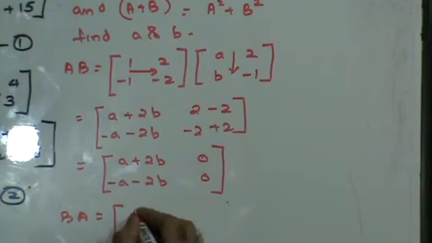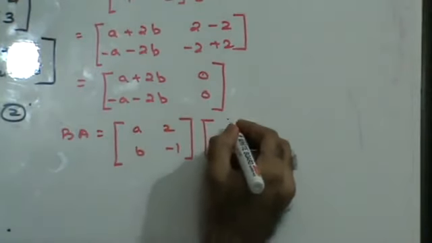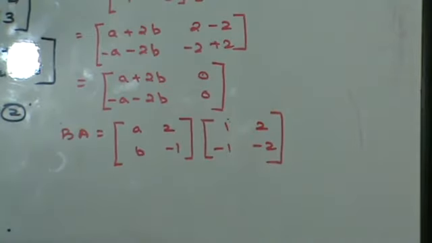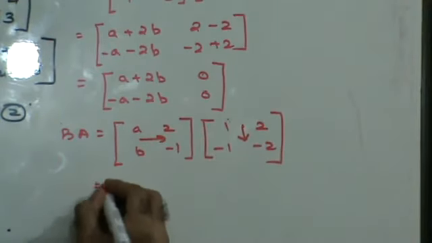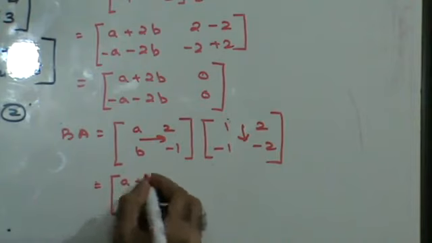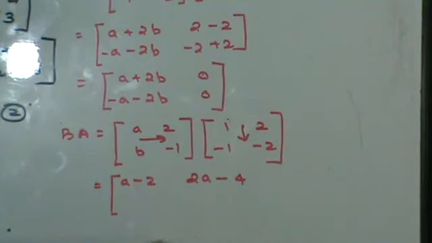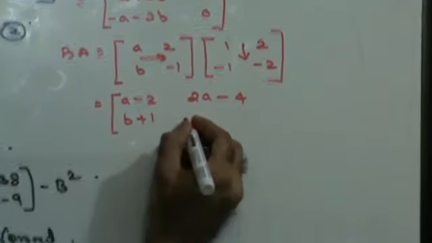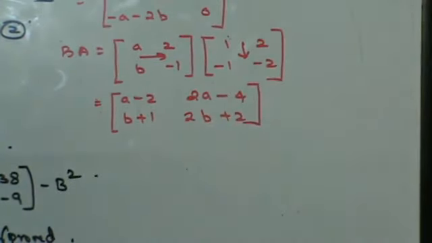Next, BA. BA is going to be [a, 2; b, minus 1] and [1, 2; minus 1, minus 2]. Let's see how we do this. Rows into columns. So this is going to be nothing but a minus 2, 2a minus 4, b plus 1, and next you have 2b plus 2. And do we get this thing clear?